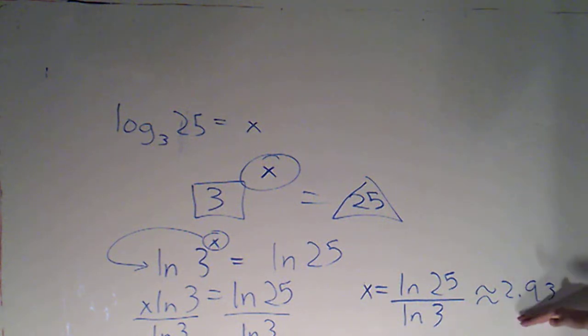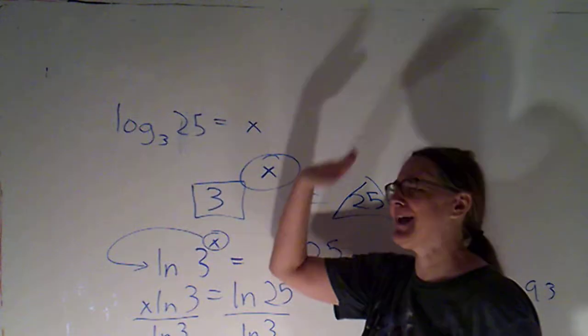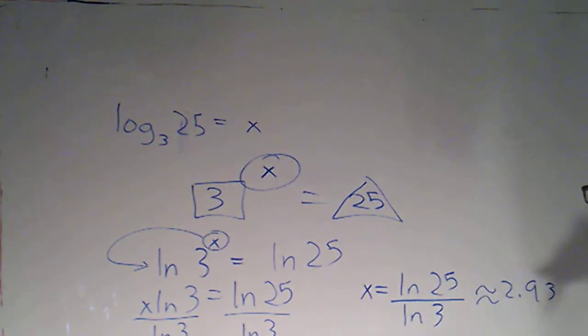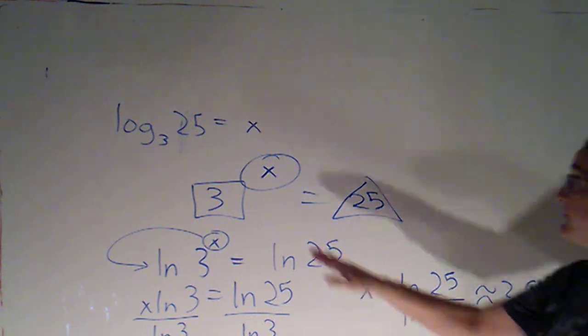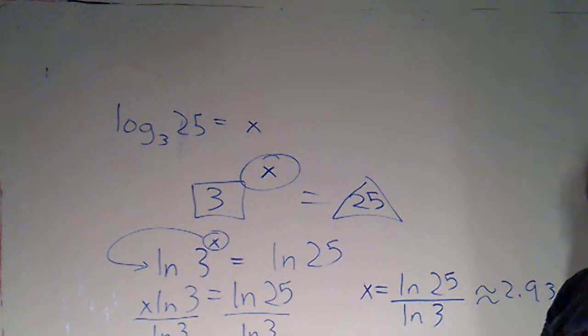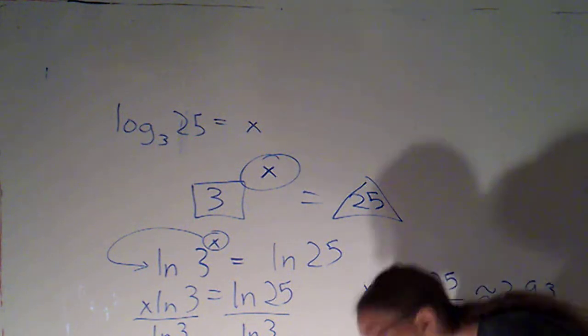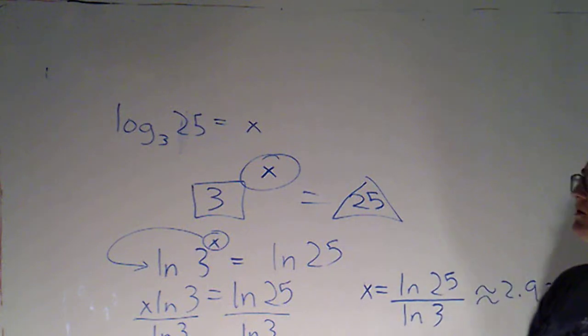Okay, so there was no way I was going to get that by inspection because I don't know what 3 to the 2.93 is off the top of my head. Okay. Makes sense to me that it's a little bit smaller than 3 because 3 cubed would have given me 27 and 25 is a little bit smaller. Okay. But that allowed me to get things in terms of a base so that I could use my calculator.